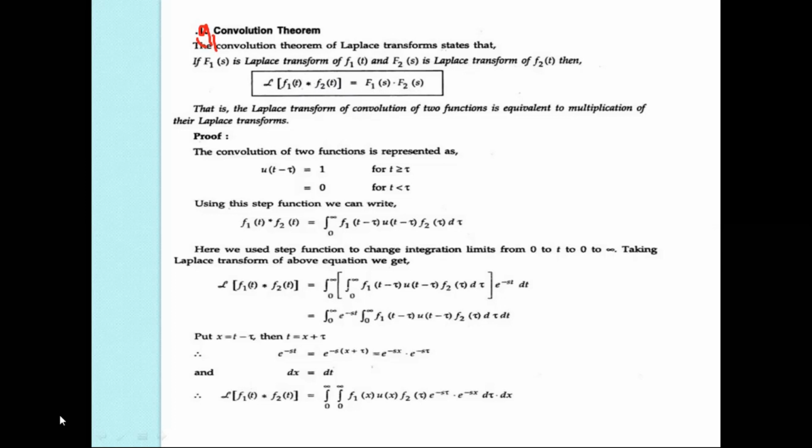Got it, my students? So now, using the convolution definition, the convolution is the integral from minus infinity to infinity of f1 of tau and f2 of t minus tau dtau. Here they are taking f1 as a function of tau and f2 as a function of t minus tau. Nothing is different. I will explain here.